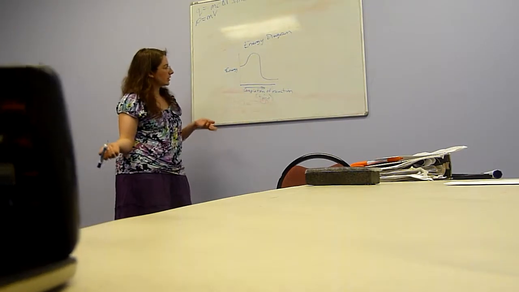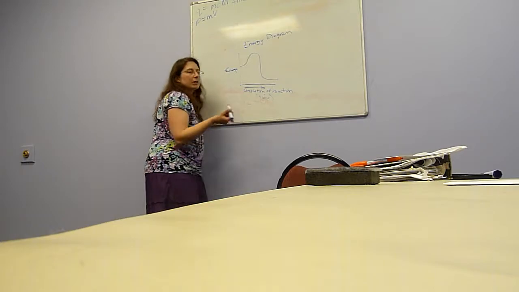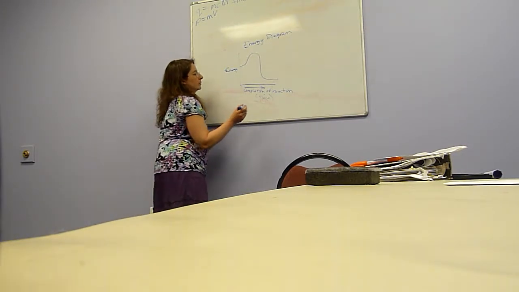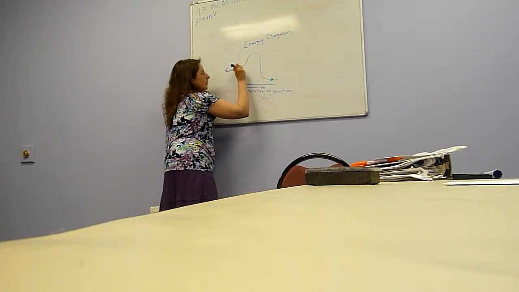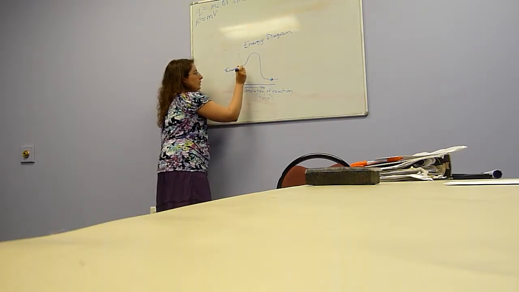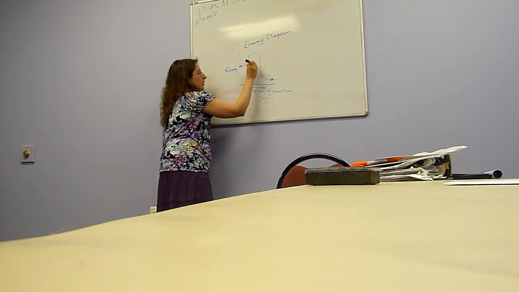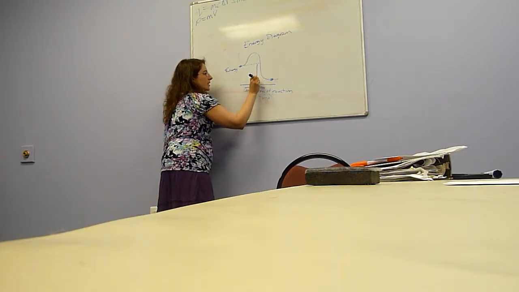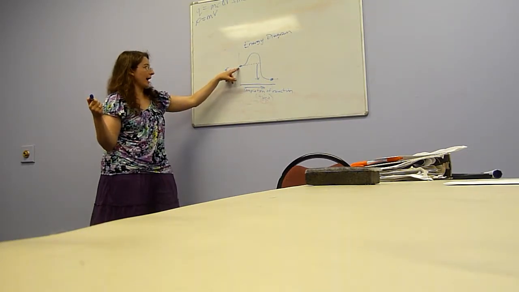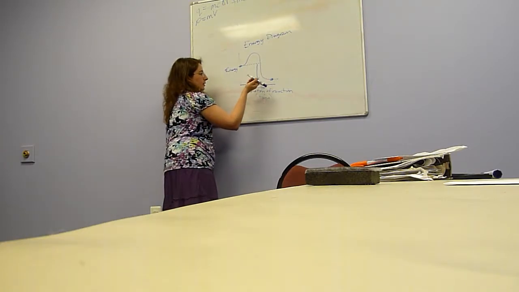Okay, so when you're looking at an energy diagram, where would delta H be? Delta H will be on the energy thing right there. Okay, so delta H is from the energy of the reactant to the energy of the product.